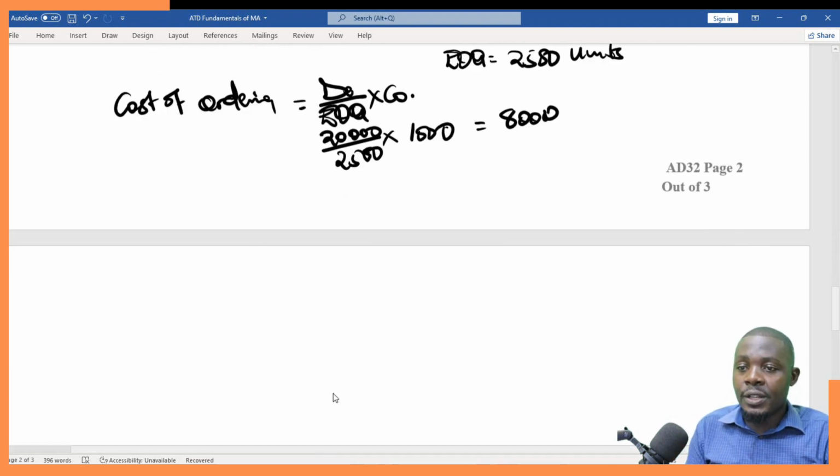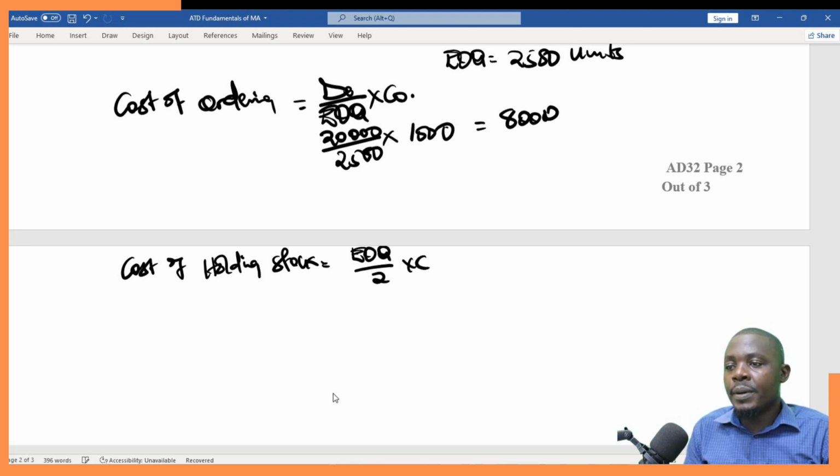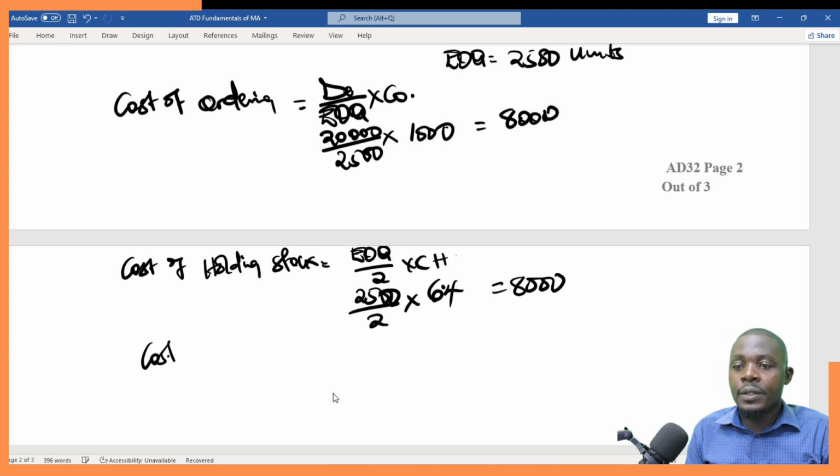What about the cost of holding stock? It is usually given as EOQ over 2 multiplied by CH. Now EOQ equals 2,500. We divide by 2 and multiply by CH, which is 6.4. 2,500 divided by 2, the answer we multiply by 6.4. You also get 8,000.